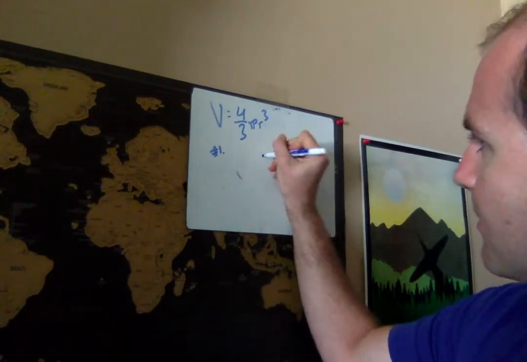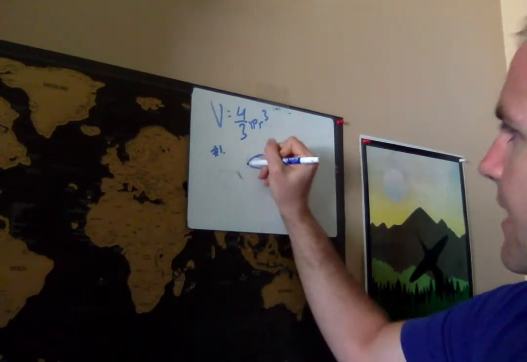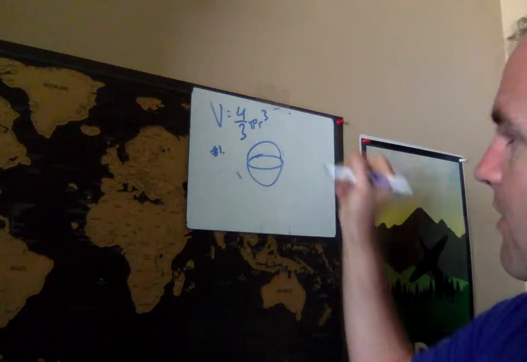So in example number 1, you're given a sphere. Looks like my marker's on the verge of dying.